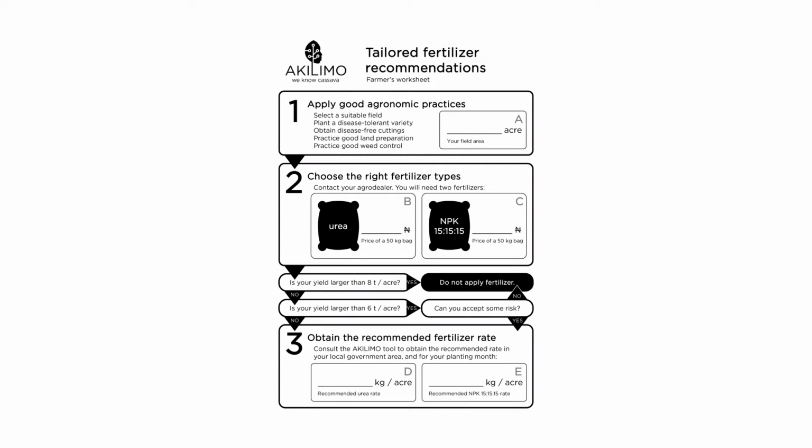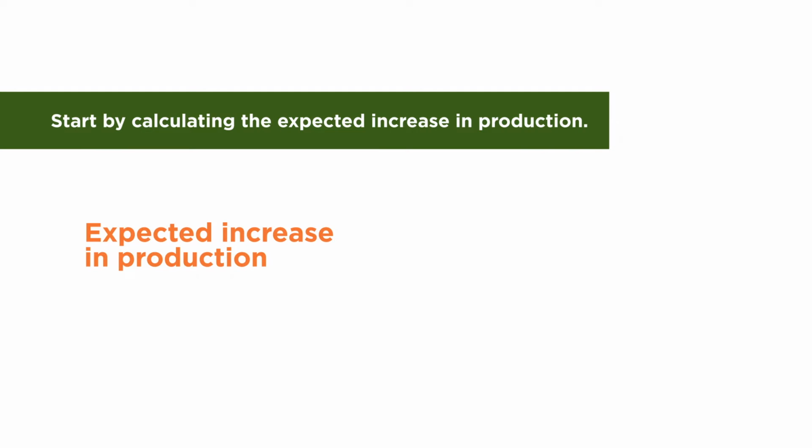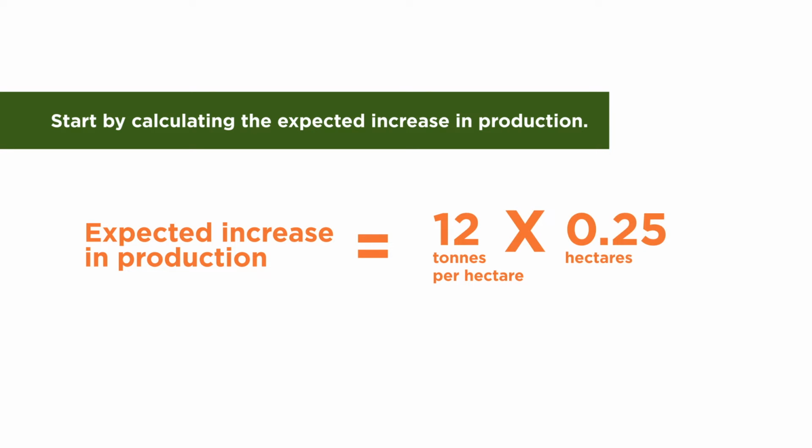Akilimo offers a worksheet that can help you to do all the calculations for a cost-benefit analysis. Start by calculating the expected increase in production. This equals the expected yield increase, 12 tons per hectare, times the area of your field, 0.25 hectares. So, John can expect an increase in production of 3 tons of roots.